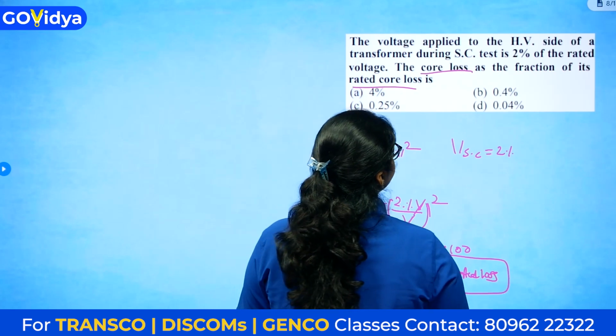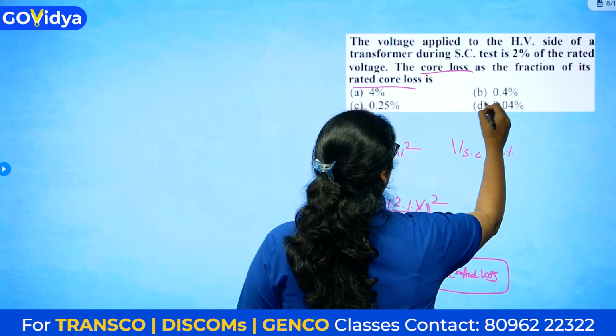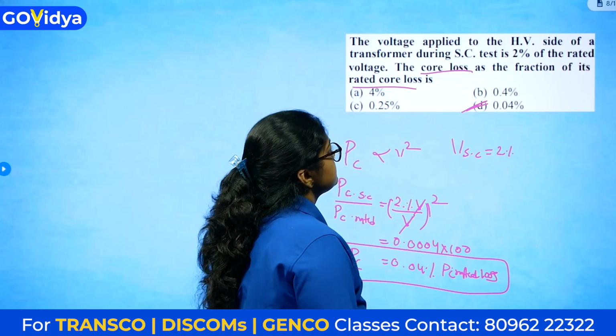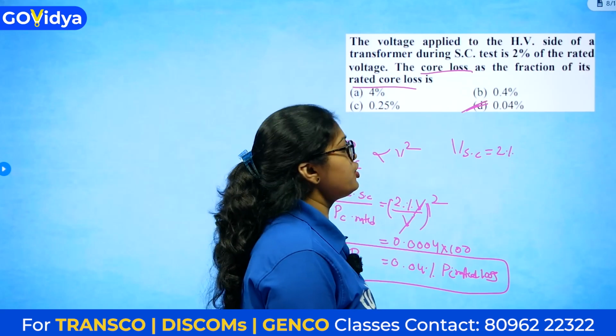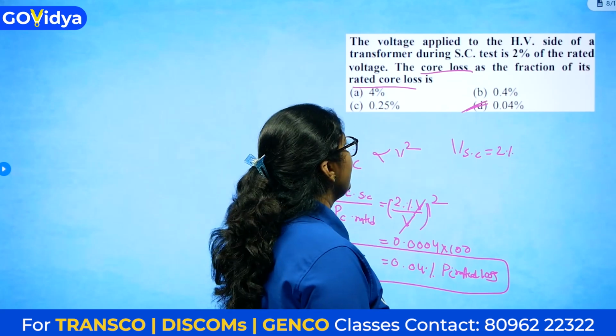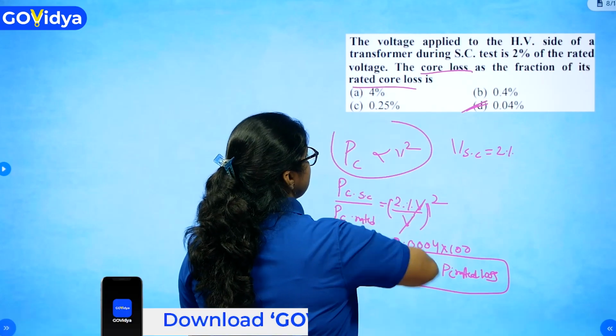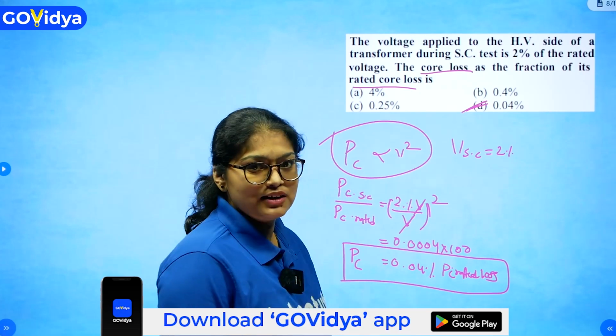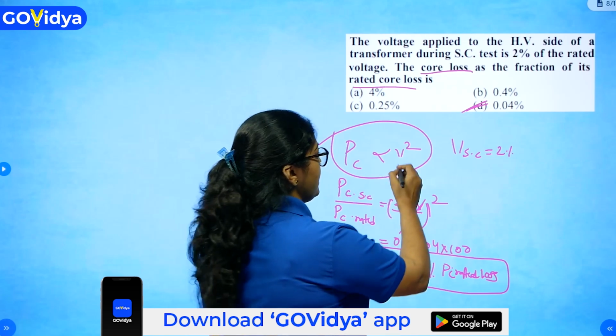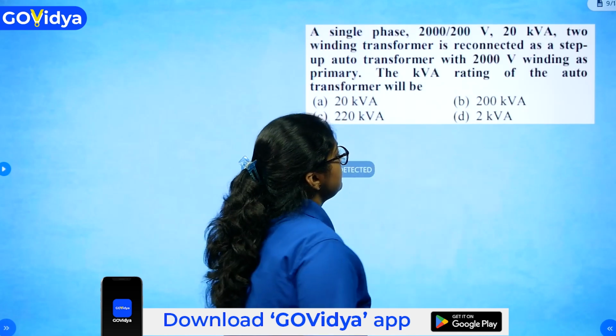So option D, 0.04%, matches. So the fraction we got is 0.04% of its rated core loss. So core loss is directly proportional to the square of the voltage. Next question.